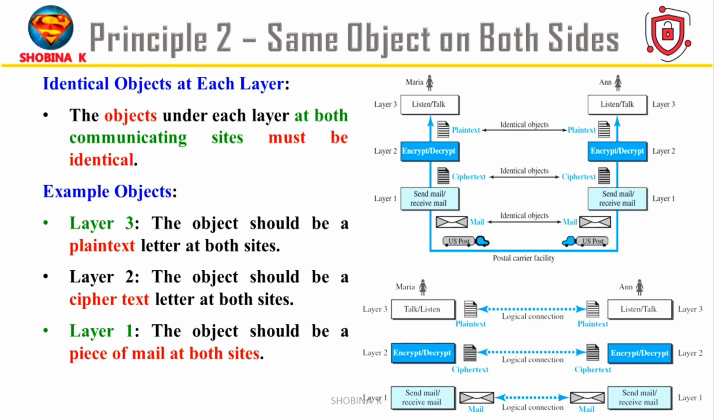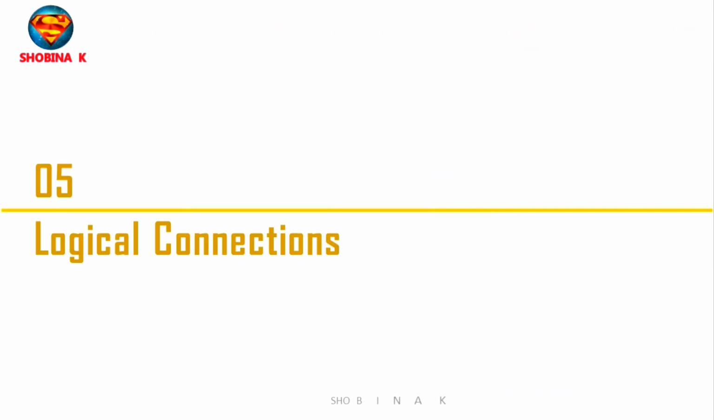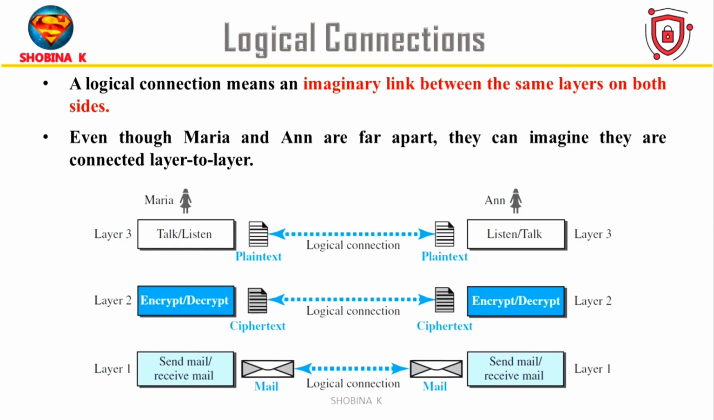After following the two principles, we can think about logical connections between each layer. This means we have a layer-to-layer communication. That is, a logical connection between same layers on both sides. It is like layer 1 is talking to layer 1, layer 2 is talking to layer 2, and layer 3 is talking to layer 3. These connections are imaginary, not physical, but they help us to understand how data flows.